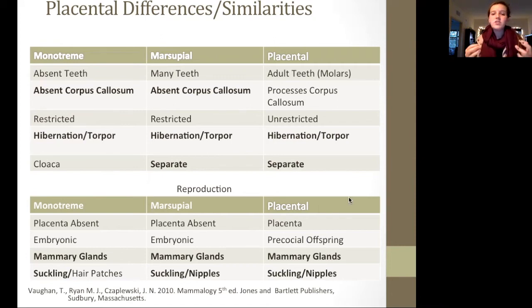The placenta is actually for the nourishment of the young. It's birthed at the time of the young's birth, and then sometimes ingested for nutritional purposes moving forward with lactation. They have precocial offspring, so most of the placental offspring are actually fully developed. They are full brain size and able to walk and run within a day or two. But again, just to reiterate, we see those mammary glands across the board, as well as suckling and nipples within the marsupials and placentals. Of course, with our monotremes, they have hair tufts instead.